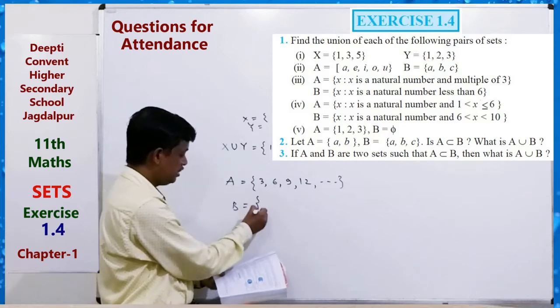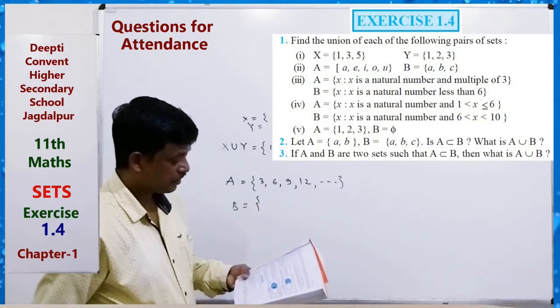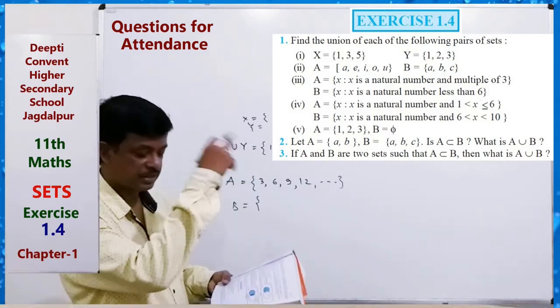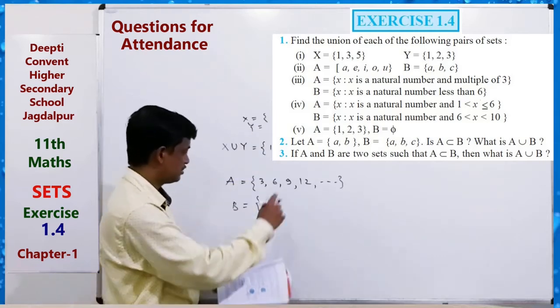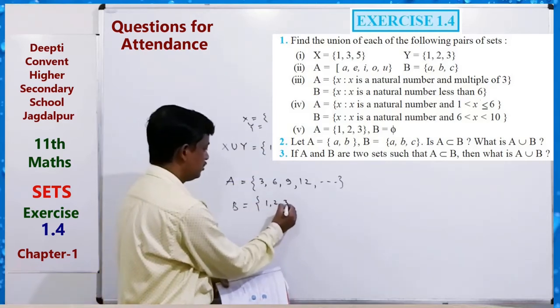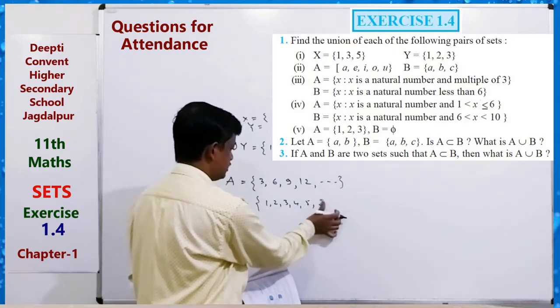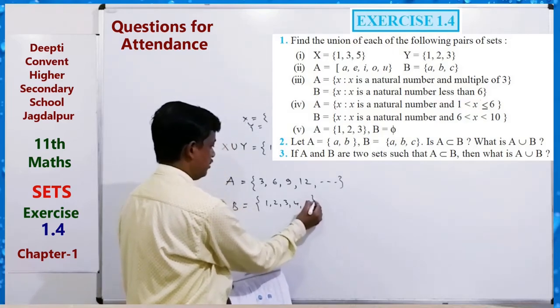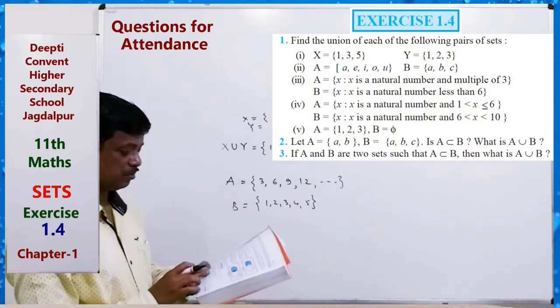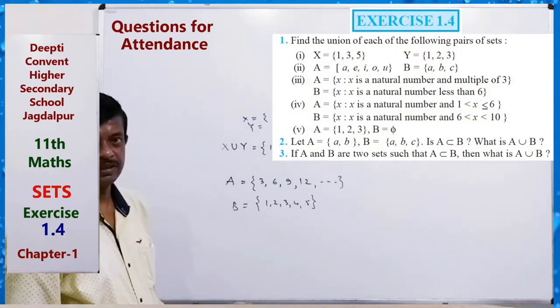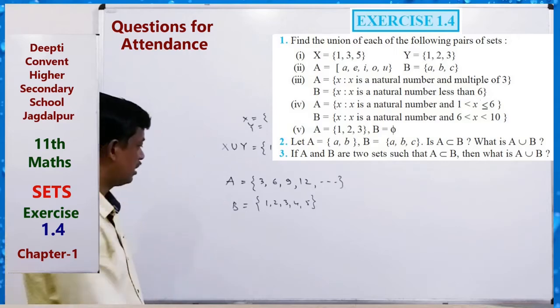B is what? B is natural numbers less than 6. That is 1, 2, 3, 4, 5. Less than 6, that is 5. Natural numbers less than 6. You have to write first in roster form, then you can write the union.